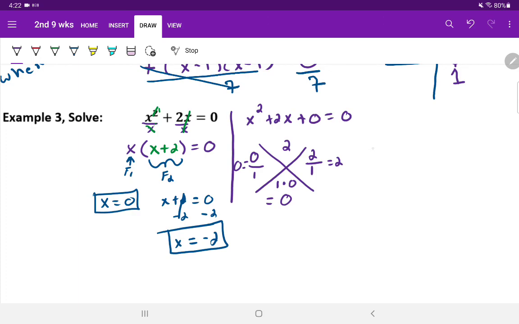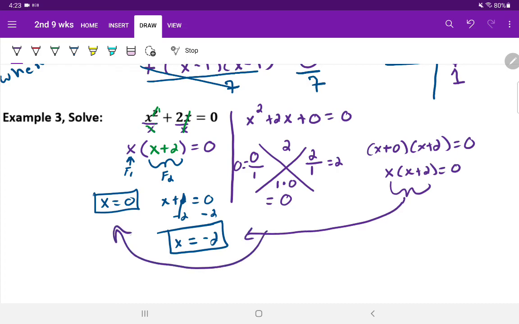And then write it out. So we're going to have basically (x plus 0) times (x plus 2) equals 0. Of course we don't need that x plus 0, so if we clean this up a little bit, it's going to look like this. And again, you do the same thing to solve. It's going to work out both ways. We'll take it from here, and then we'll get these results right there.